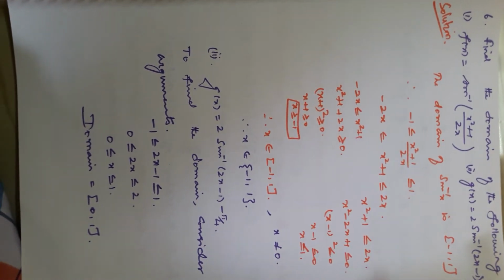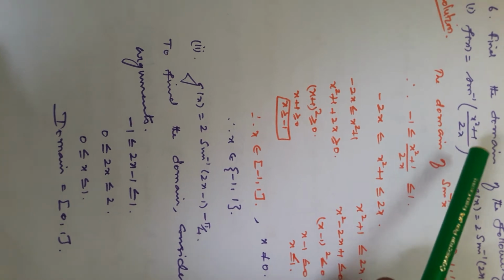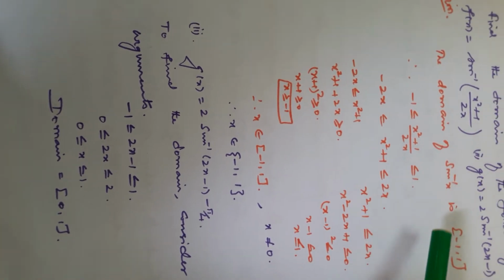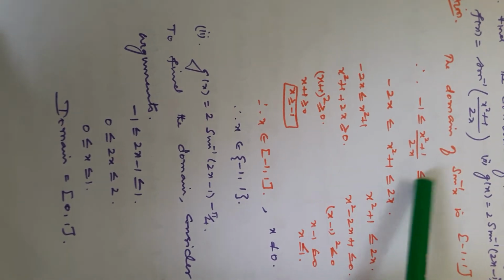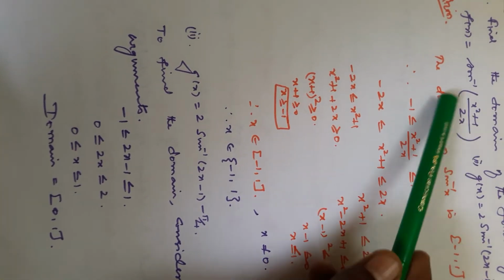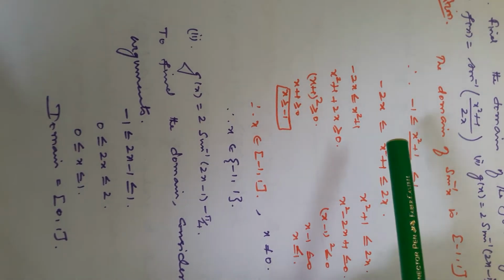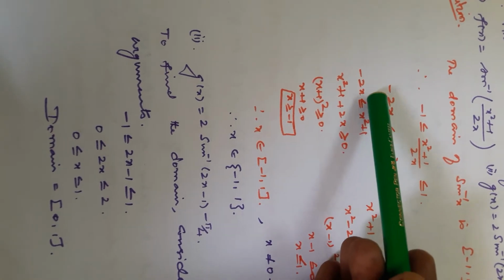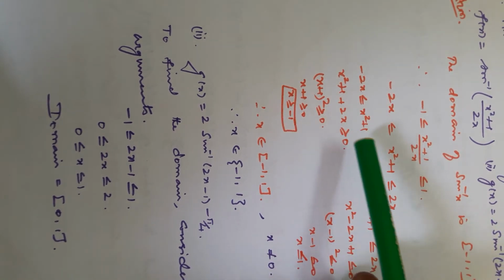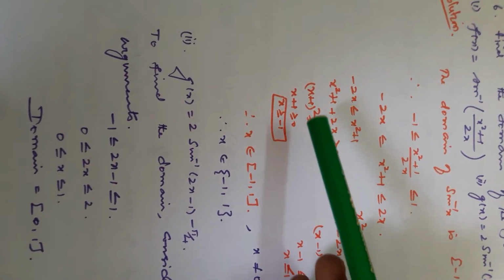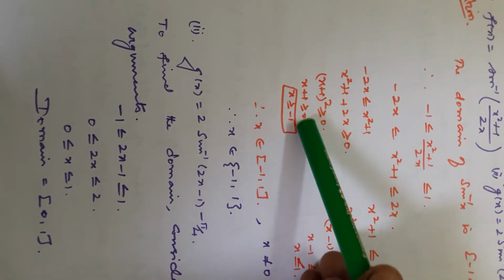Like that, find the domain of the following function: f(x) = sin⁻¹((x² + 1)/2x). The domain of sin⁻¹ x is −1 to 1, so the inside value should be between −1 and +1. As usual with the inequality, we multiply by 2x. The first part gives −2x ≤ x² + 1, that is x² + 1 + 2x ≥ 0, that is (x + 1)² ≥ 0, so x ≥ −1.